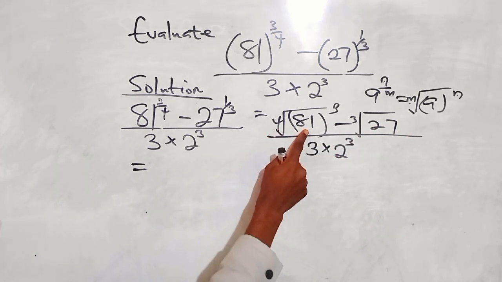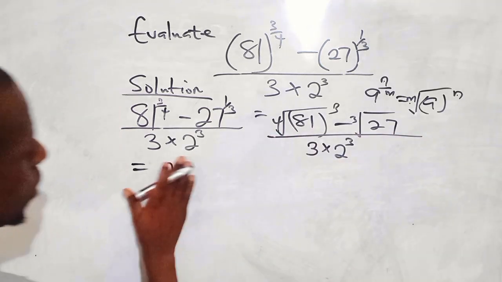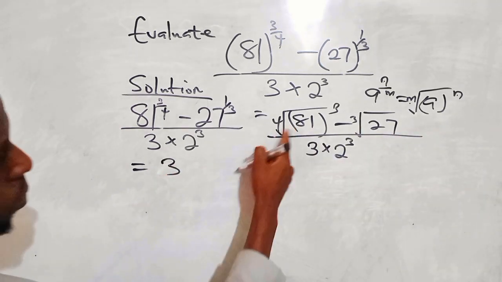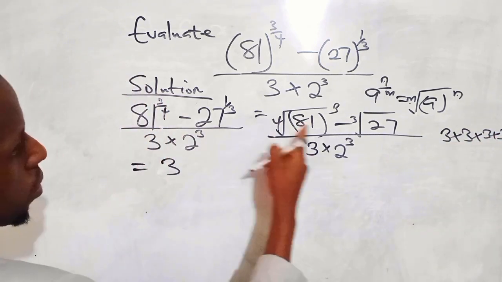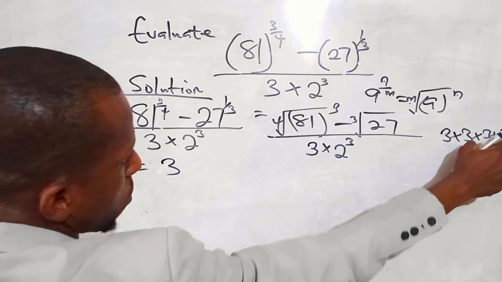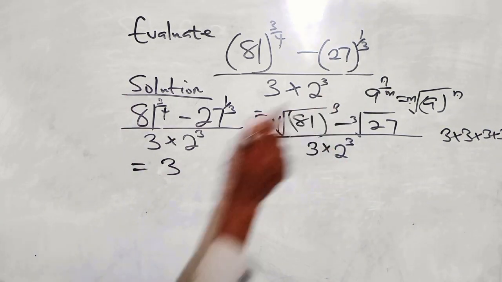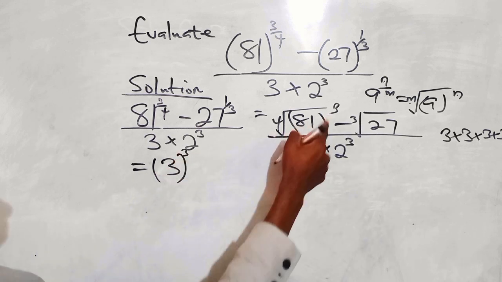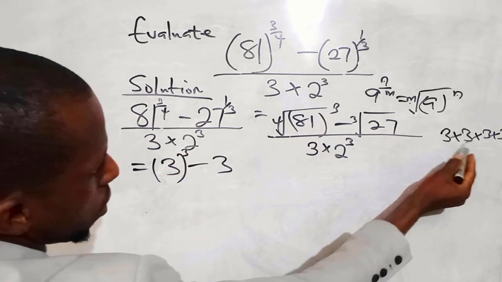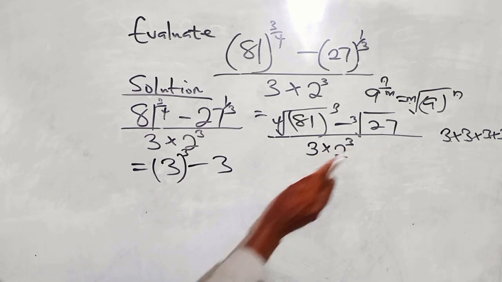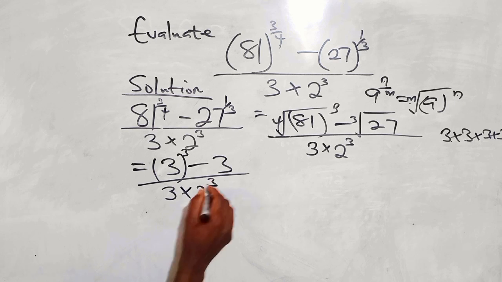The fourth root of 81 gives us 3, because 3 times 3 is 9, times 3 is 27, times 3 we have 81. So the fourth root of 81 is 3, raised to the power 3, minus the cube root of 27, that should be 3, because 3 times 3 times 3 gives us 27, over 3 times 2 raised to the power 3.